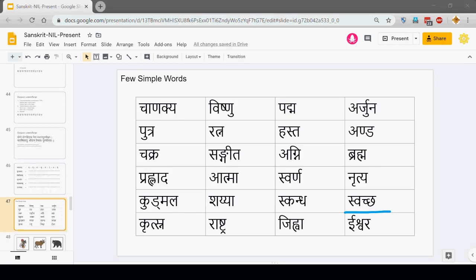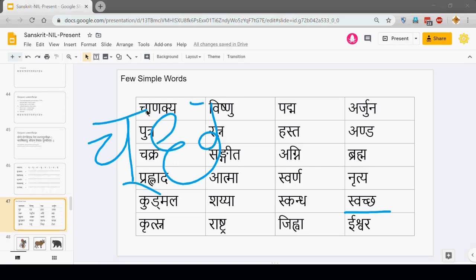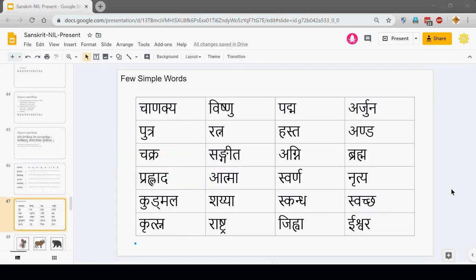Okay, then next one. Swaccha. Swa is the first part, and then there is a cha. Going from left to right, the vertical line is lost in the first cha, so it is just a consonant. Then there is a cha with the vowel sound at the end. Swaccha is clean. Okay.